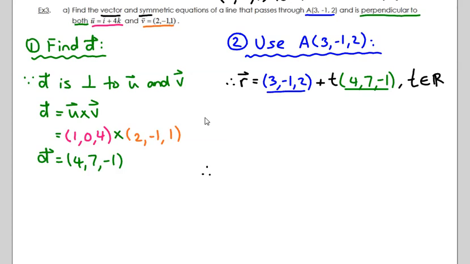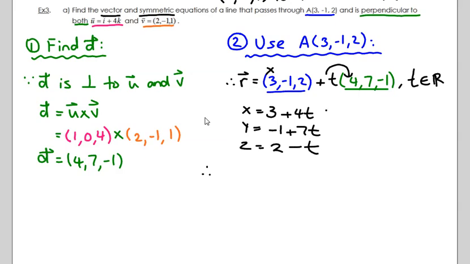The symmetric equation. Okay, symmetric equation means that I should probably put it into the parametric equations first, and then I'll put it into the symmetric equation. It doesn't have to be in that particular order, it's just easier to see. And so parametrics look like this, where my x is 3 plus 4t, and then my y is negative 1 plus 7t, and my z is 2 minus 1t. T belongs to all real numbers.